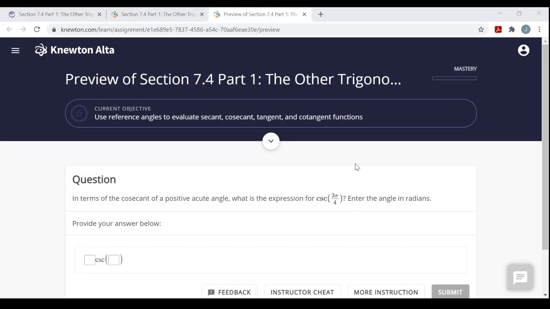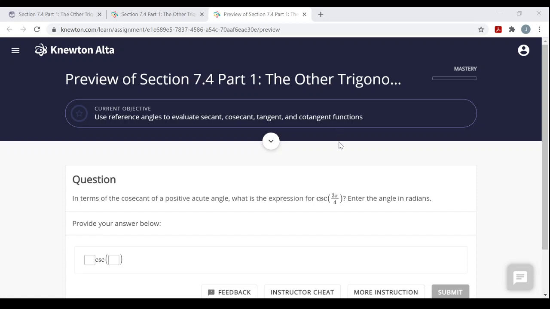All right. So here's your preview. You're not going to see the word preview. There are only 2 objectives here. You got your mastery bar and all that. Again, you're probably familiar with these by now. So this objective is using reference angles to evaluate secant, cosecant, tangent, and cotangent functions.